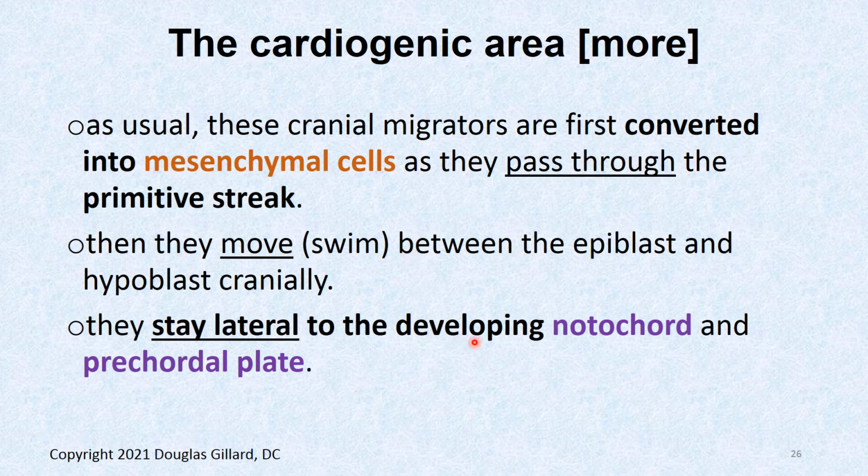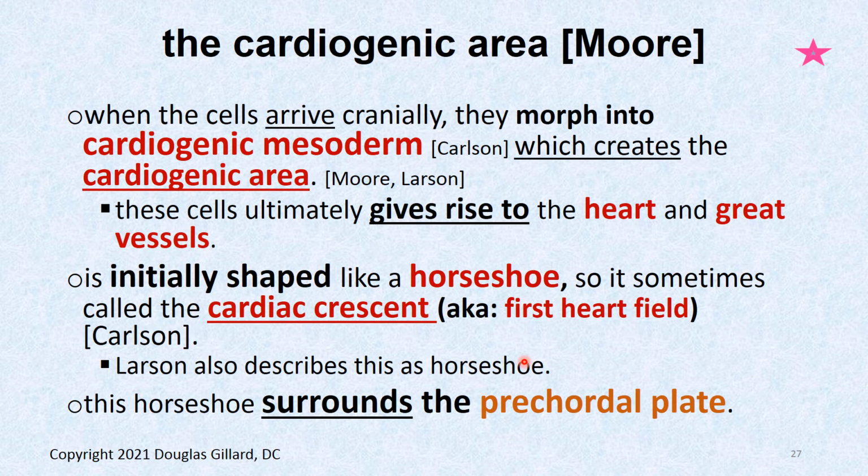They stay lateral to the developing notochord, and they morph into something called the cardiogenic mesoderm, or cardiogenic area, or cardiac crescent. These AKAs drive you crazy, don't they? So it's got to have one of these AKAs in here. Cardiogenic area, that's a good one. Cardiogenic mesoderm. Crescent is nice because it looks like a crescent. So it surrounds the precordal plate.